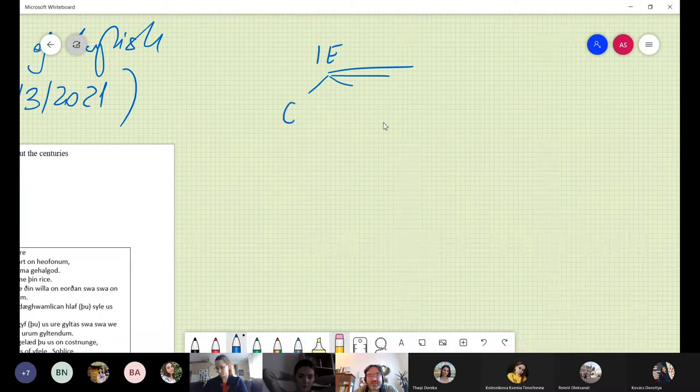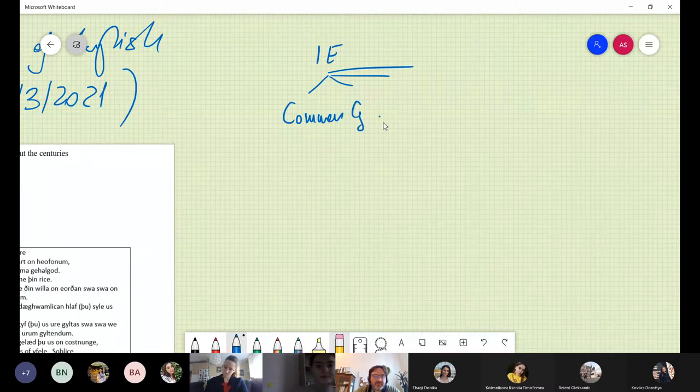Now, one of these is Common Germanic. It is called Common because it is, if you wish, the mother language that underlies all of the Germanic languages. So if you are a Germanic language, then you must come from this mother language, right? So for example, if you speak Danish, Faroese, English, I don't know, Gothic, and so on, these languages must originally all have come from this Common Germanic.